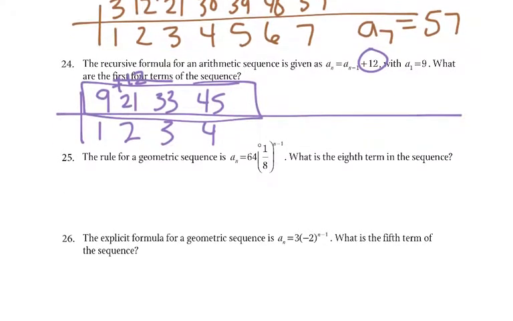Okay, 25. The rule for a geometric sequence is this rule. That should just be a parentheses. What is the 8th term? So now we have an explicit term. So all we do is we put 8 in for n. So I go 64 times 1 over 8 to the 8 minus 1. Well, 8 minus 1 is 7. Okay, so 1/8 to the 7, so a calculator works great here. So I go 1 divided by 8 to the 7th. I take that number and I times it by 64. And we get a pretty small number.